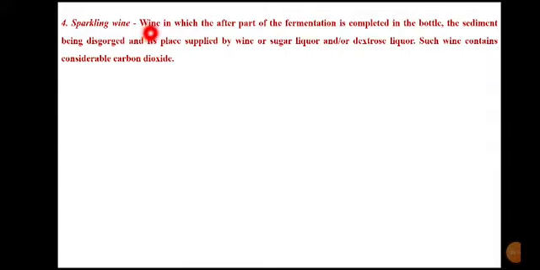One of the old methods for making sparkling wine is bottle fermentation. In this wine, after the completion of fermentation, further fermentation is carried out in the bottle itself, and the purpose of that further process is to increase the concentration of dissolved CO2 in finished wine. The sediments are discharged and their place supplied by wine or sugar. We'll discuss more about this later on. But the concept of sparkling wine is the wine which contains considerable carbon dioxide.